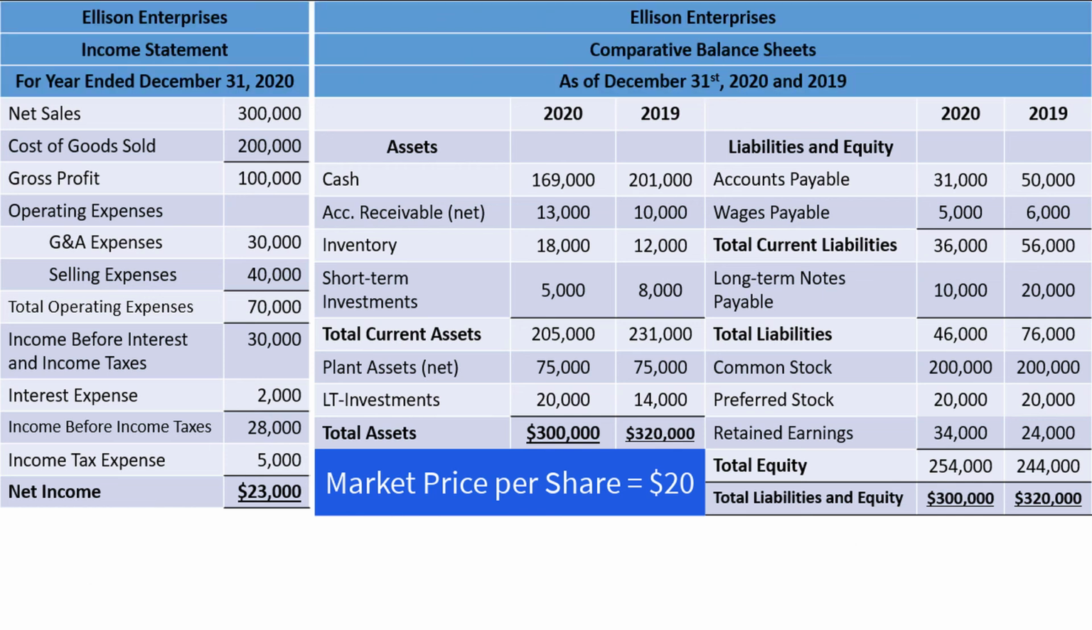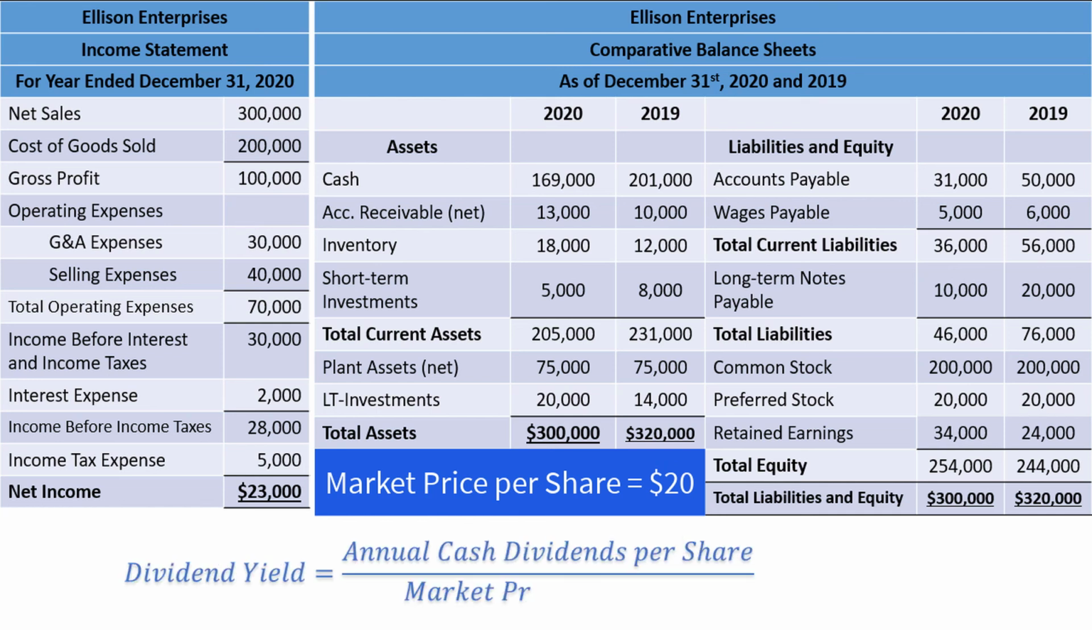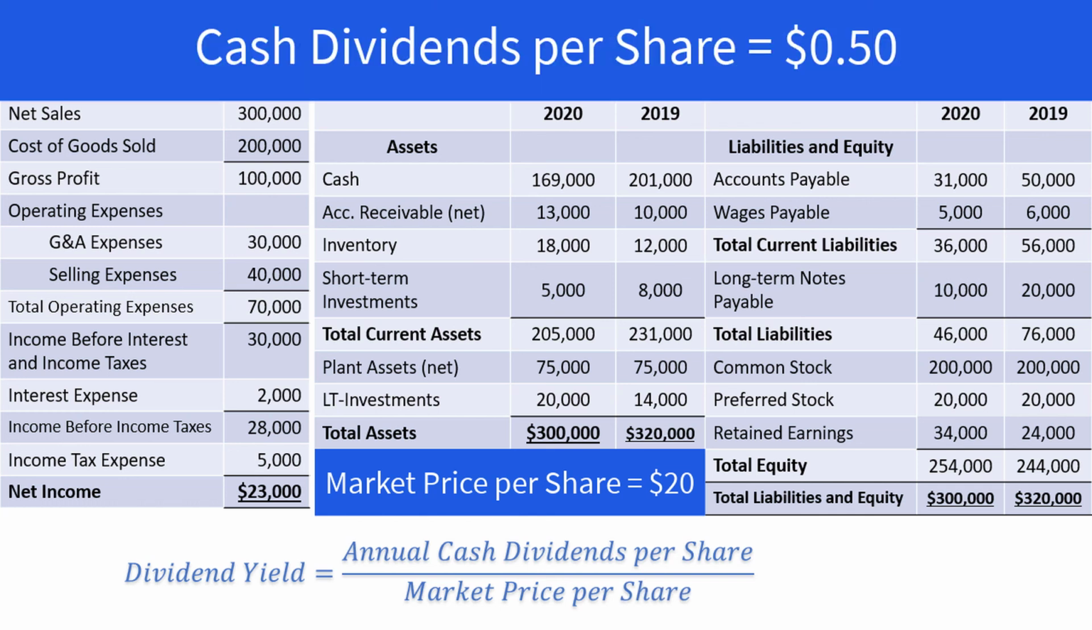The final ratio we will look at is the dividend yield, calculated by taking the annual cash dividends per common share and dividing by the market price per share. Let's assume this company pays 50 cents in common dividends per share this year. Companies often list their dividends per share along with their income statement, statement of cash flows, or in the notes to the financial statements. The dividend yield is 0.5 divided by the $20 market price per share, which gives us a 0.025 or 2.5% dividend yield.